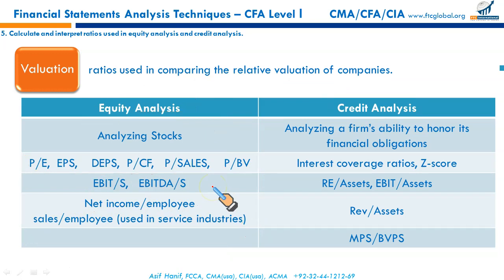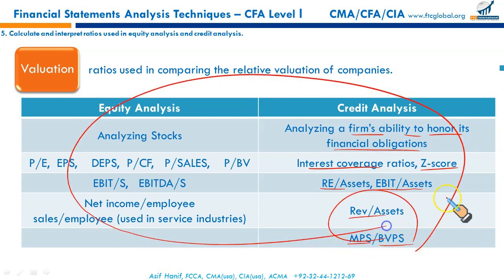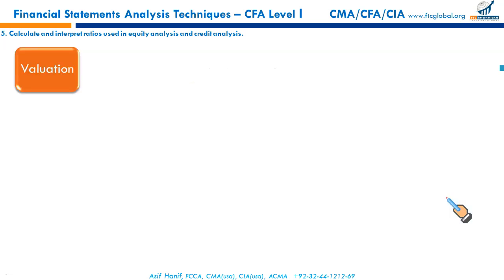For credit analysis, this is for analyzing a firm's ability to honor its financial obligation. Will the business be able to pay its obligation when they fall due, interest, etc. Interest coverage discussed, Z-scores, EBIT upon assets, revenue over assets, market price per share or book value per share. All these will be discussed later. Just a list was given. These are the ratios used in valuation measures.